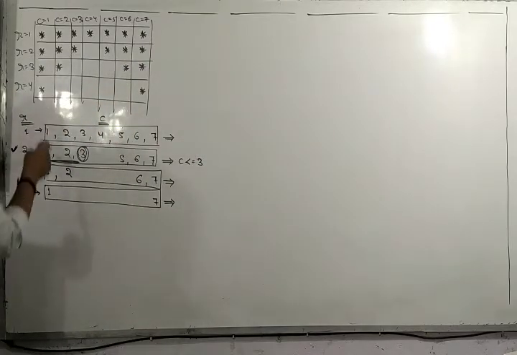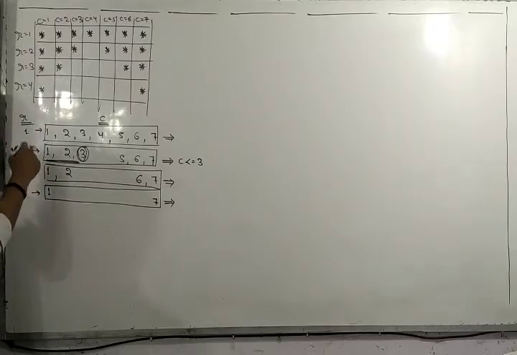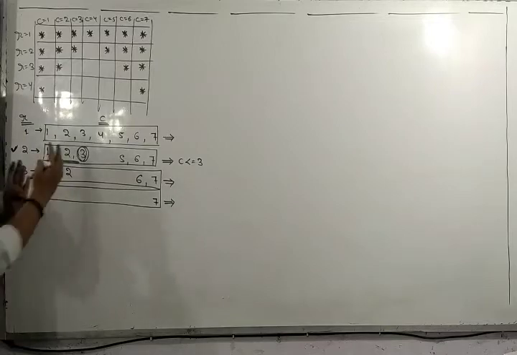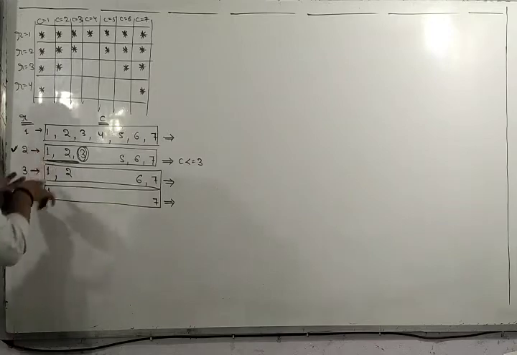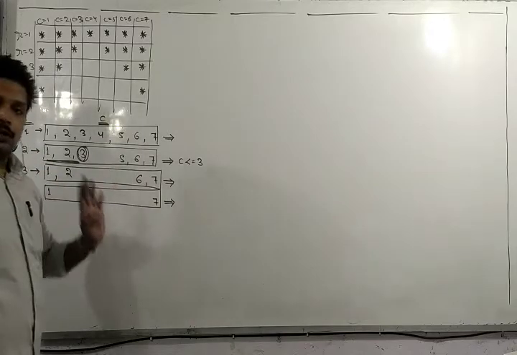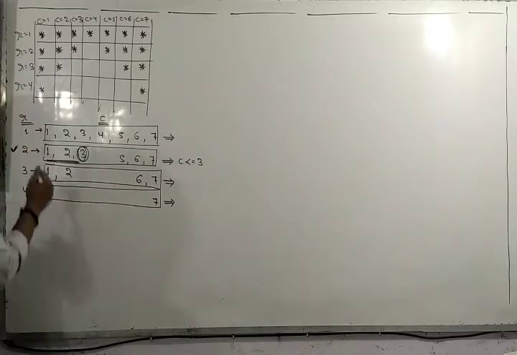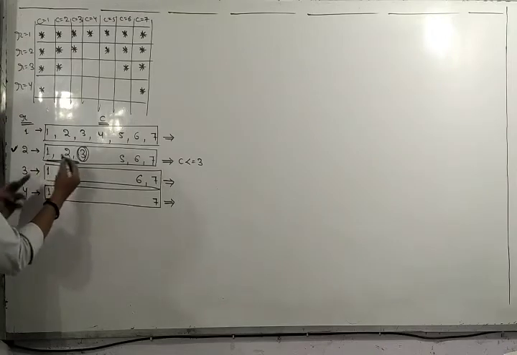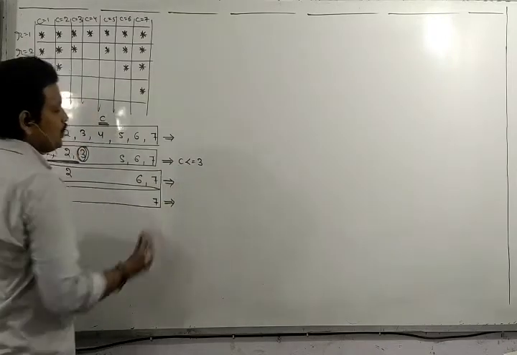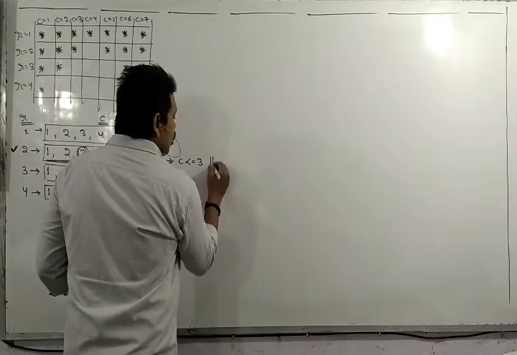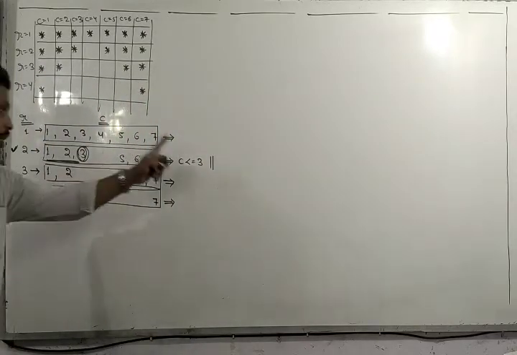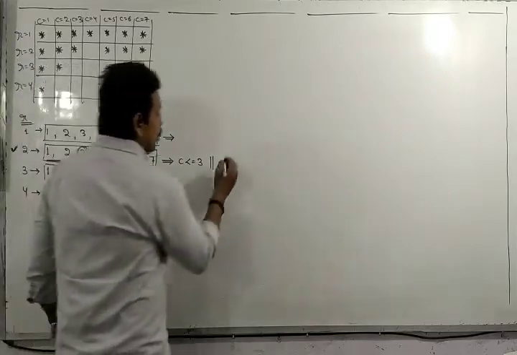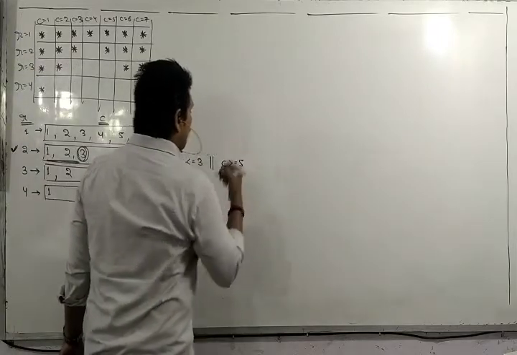Because in every line, the value of C starts from 1 only and ends at 7. Clear? So we did not write C greater than equal to 1 or C less than equal to 7. C कहां तक जा रहा है? C 3 तक जा रहा है, यानी कि C less than equal to 3, print the star, logical or, not logical and, logical or C greater than equal to 5.